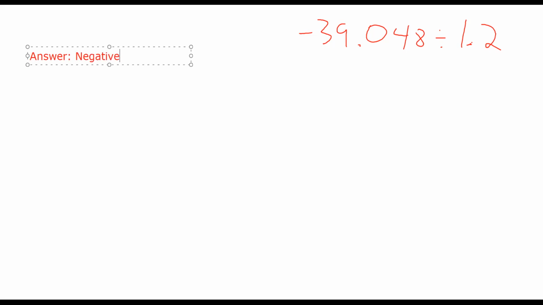Once you know that the final answer needs to be negative, you can relax writing the negative sign when you're doing the actual math behind it, so you don't confuse yourself and clutter up the screen.